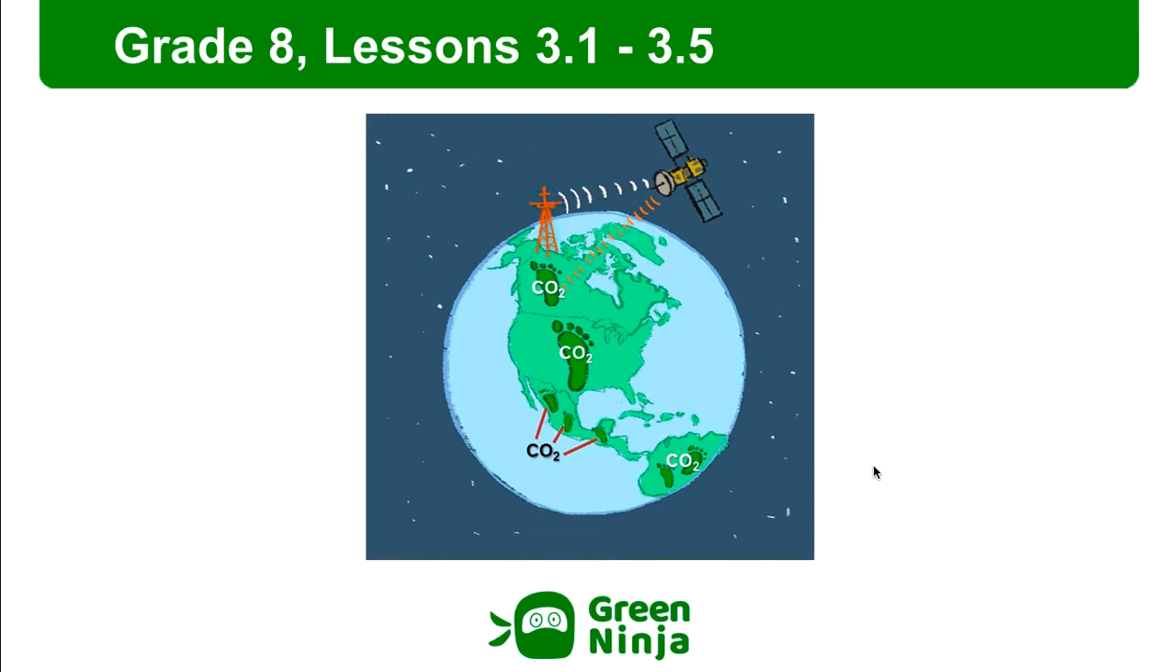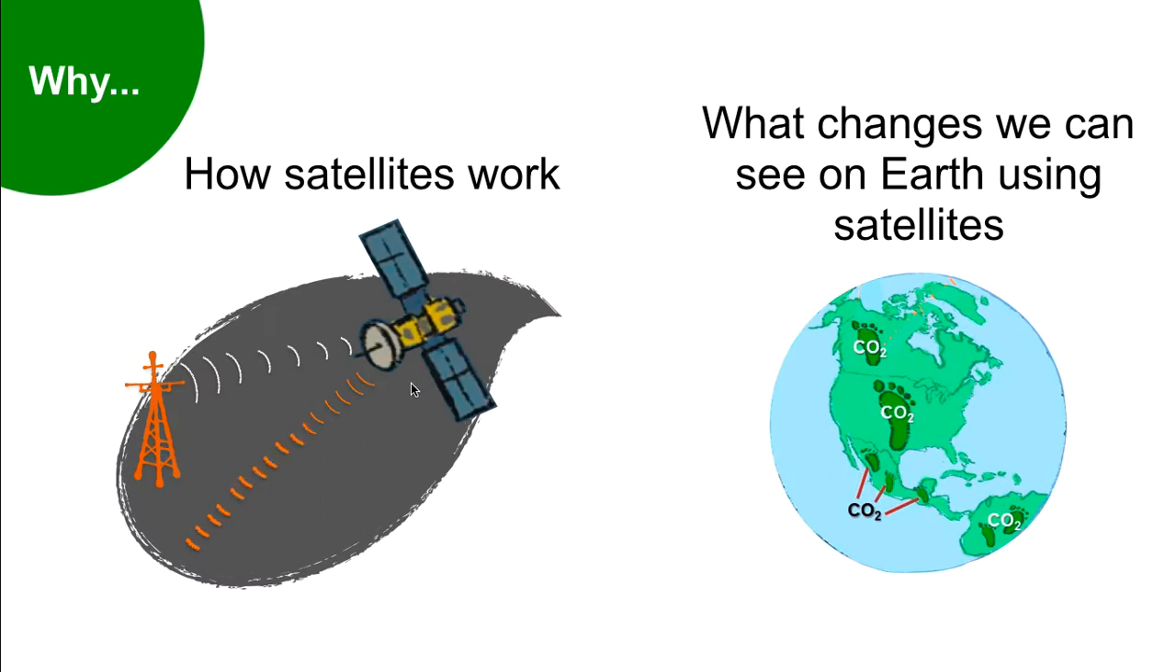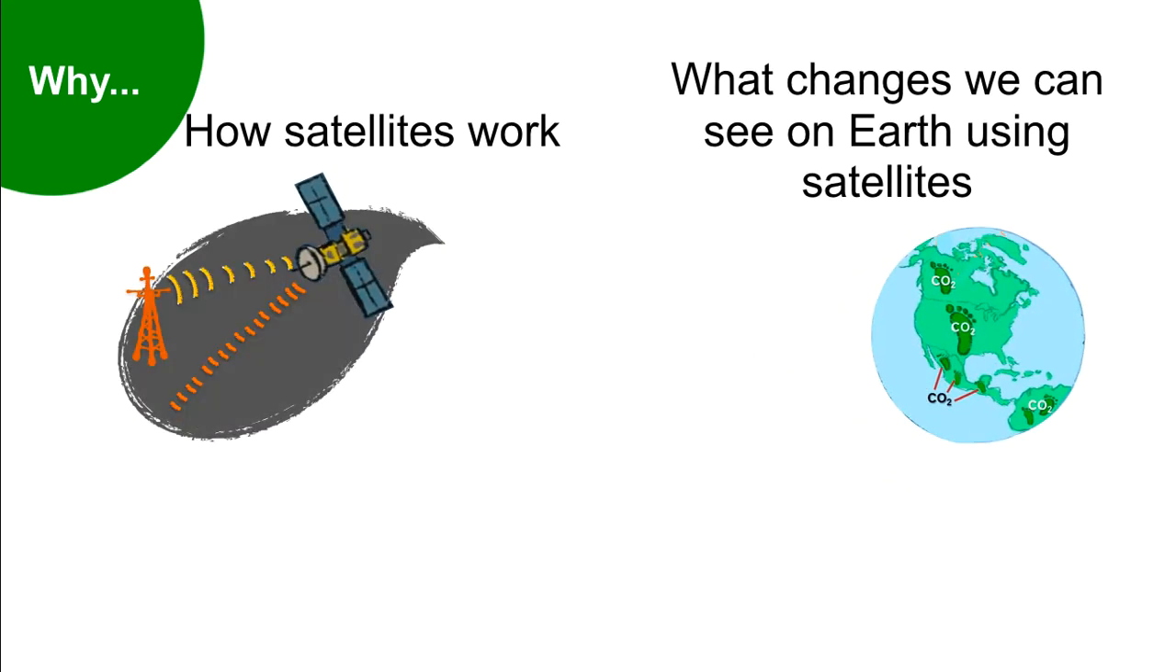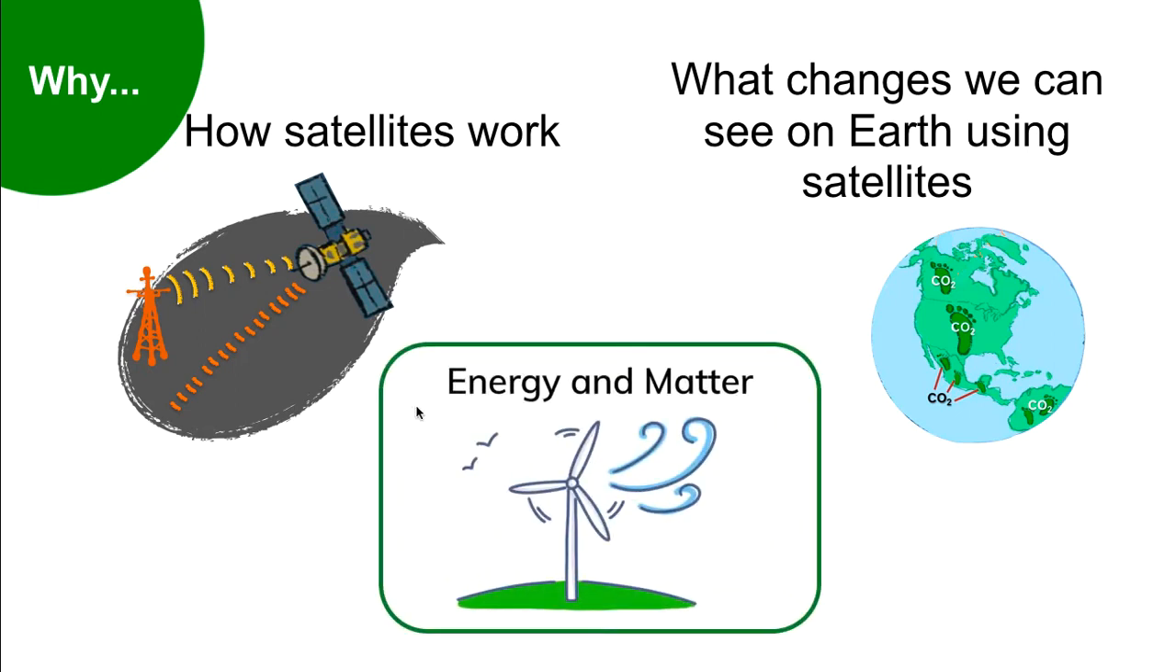Our first group of lessons in Unit 3 introduces both themes in our unit: how satellites work and what changes we can see on Earth using satellites. In both cases, we could look at this entire unit through the lens of the cross-cutting concept of energy and matter. When looking at satellites, we're essentially tracking the energy as it bounces off the Earth and into the sensor, into the digital electronics, and then back down to our computers.